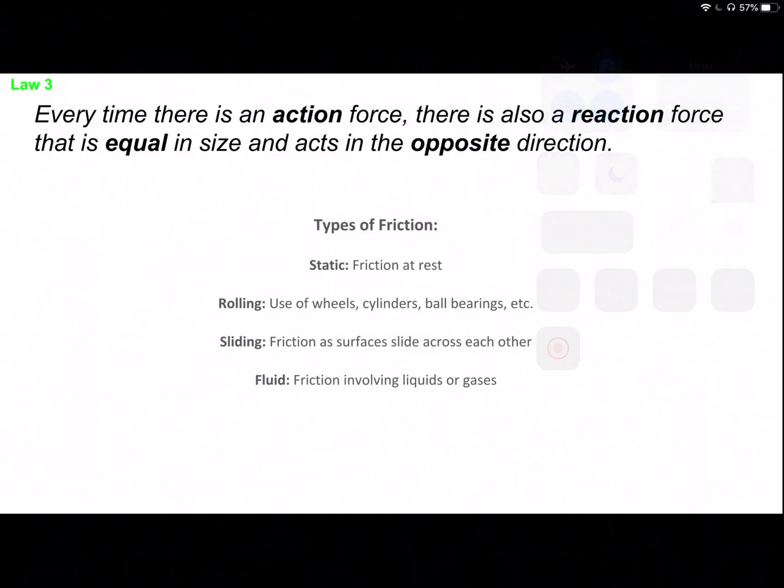All right, and those different types of friction that we will be talking about are static, so friction at rest, rolling, any type of use of wheels, cylinders, ball bearings. There's also sliding friction, so when surfaces slide across each other. And the three types of friction I just said, static, rolling, and sliding, these are all for solid surfaces. When we get to fluid friction, this last one, this is specifically for gases and liquids. So the current from the previous slide, that's what I was talking about with the fluid friction.